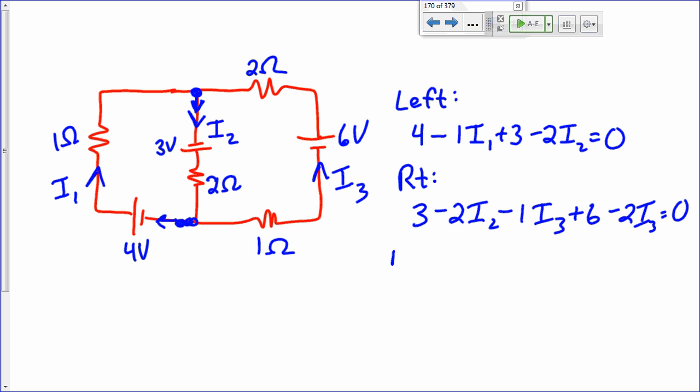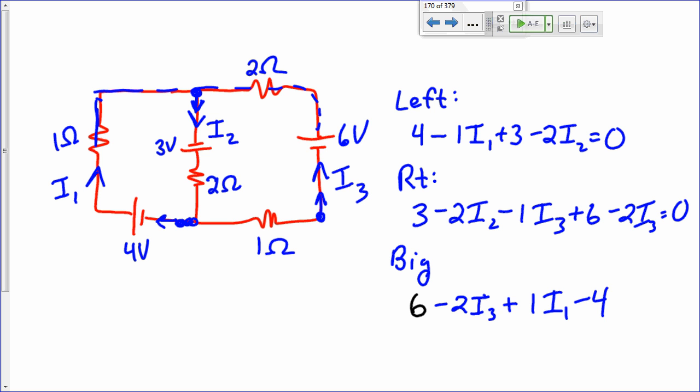And then you can do the big loop. Remember, you only need 3 equations, but we could do the big loop and then do the junction rule. Now let's say that we started right here. What is it going to be? 6 minus 2I3. What's next? Plus 1I1. That's coming up here. Here I'm going against the current, so it's positive. Minus 4, and my charges see a decrease in energy. Minus 1I3.